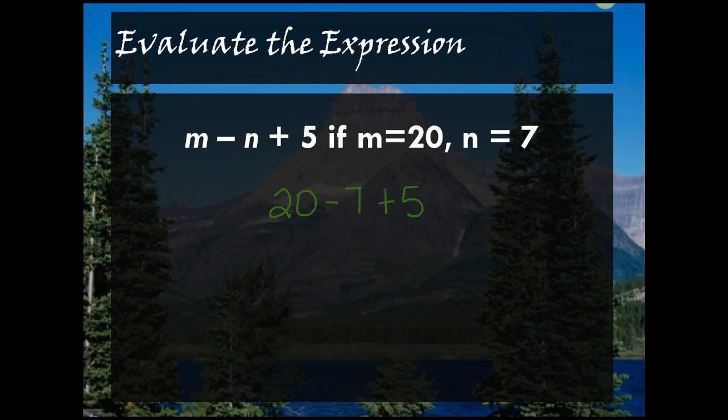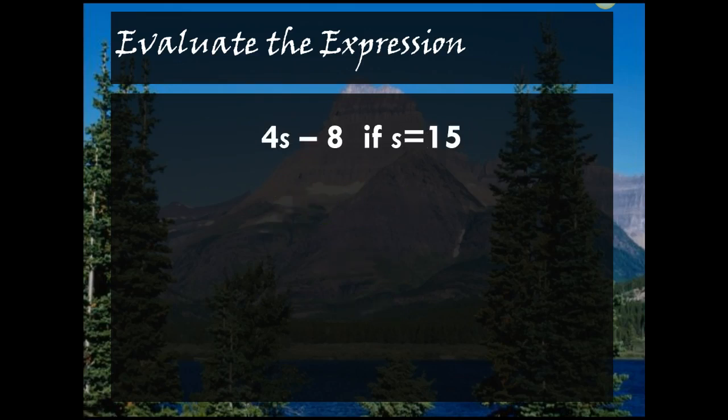In this case, we're going to subtract 7 from 20 first, and that leaves us with 13. Then we have 13 plus 5, which equals 18. In this problem, we're asked to evaluate 4s minus 8. The 4 and the s right next to each other indicate multiplication. Therefore, I'm going to write 4 times s, which is 15, minus 8.